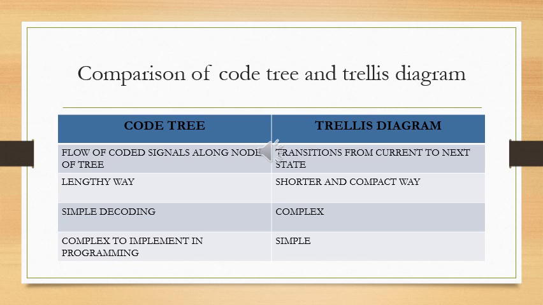Code tree is simple in decoding, whereas trellis diagram is complex. In case of programming, it is complex to implement the code tree, whereas in case of a trellis diagram, it is simple to implement in programming.